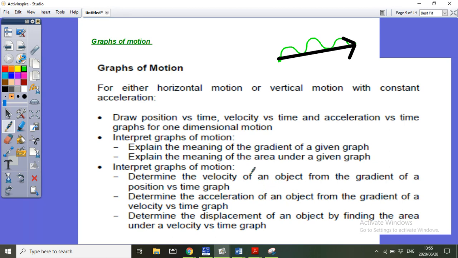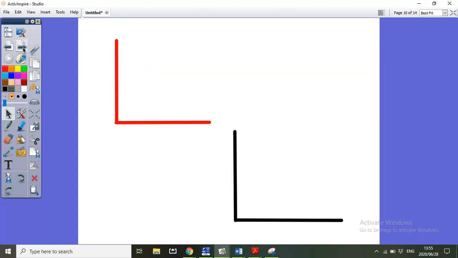We're going to be looking at velocity time graphs. We're going to look at acceleration time graphs, and we're going to look at position time graphs. You've done all of this last year, so like I said, just revision. So let's quickly look at the different graphs we can get.